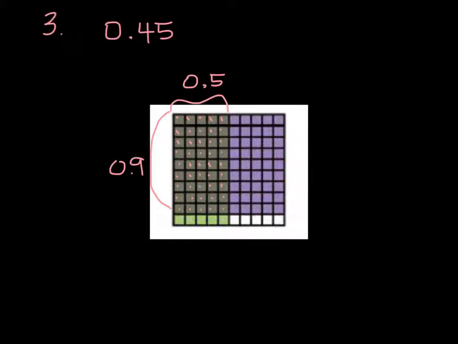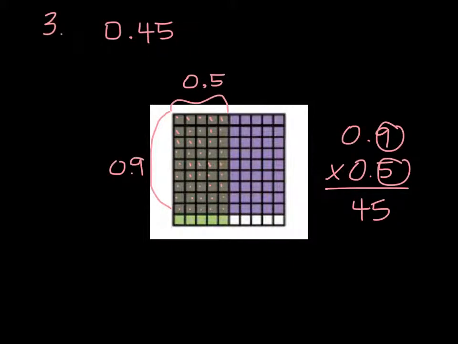So remember, when you multiply 2 decimals, or a decimal times a decimal, in a model such as this grid, the overlapped portion is your product. So that would be 0 and 9/10 times 0 and 5/10, and that would be 45. You have 2 decimal places there, so you would move it 2 places, and there you go, 45/100.